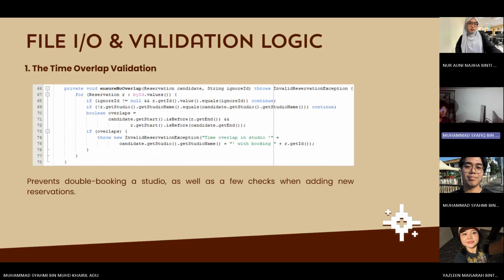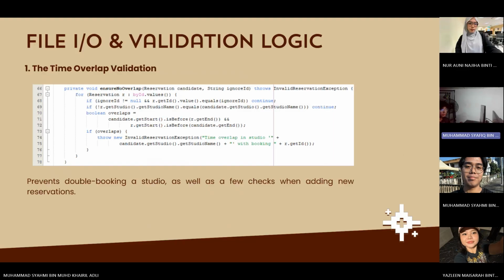So, on the validation logic, the time overlap validation. Now saving data is great, but we also have to make sure users don't type conflicting information. The biggest headache for a student booking system is double booking, which is why I wrote the time overlap validation. Here's the actual code for a method I wrote called ensureNoOverlap.